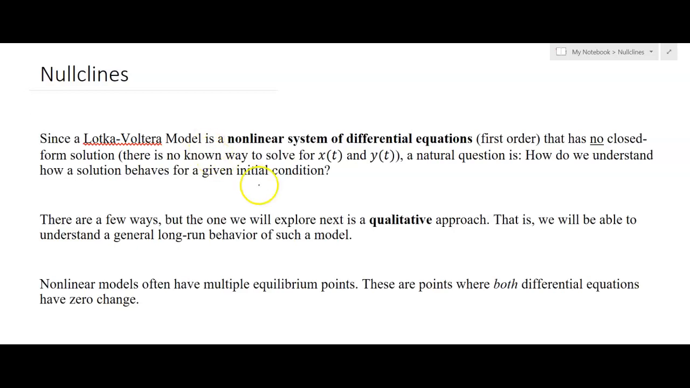So a Lotka-Volterra model, looking at predator-prey populations, is actually a nonlinear system of differential equations. They are first order, but they have no closed form solution. So there's no way to solve for x of t and y of t. But a natural question is, how do we understand how a solution behaves for a given initial condition? So what will it do?